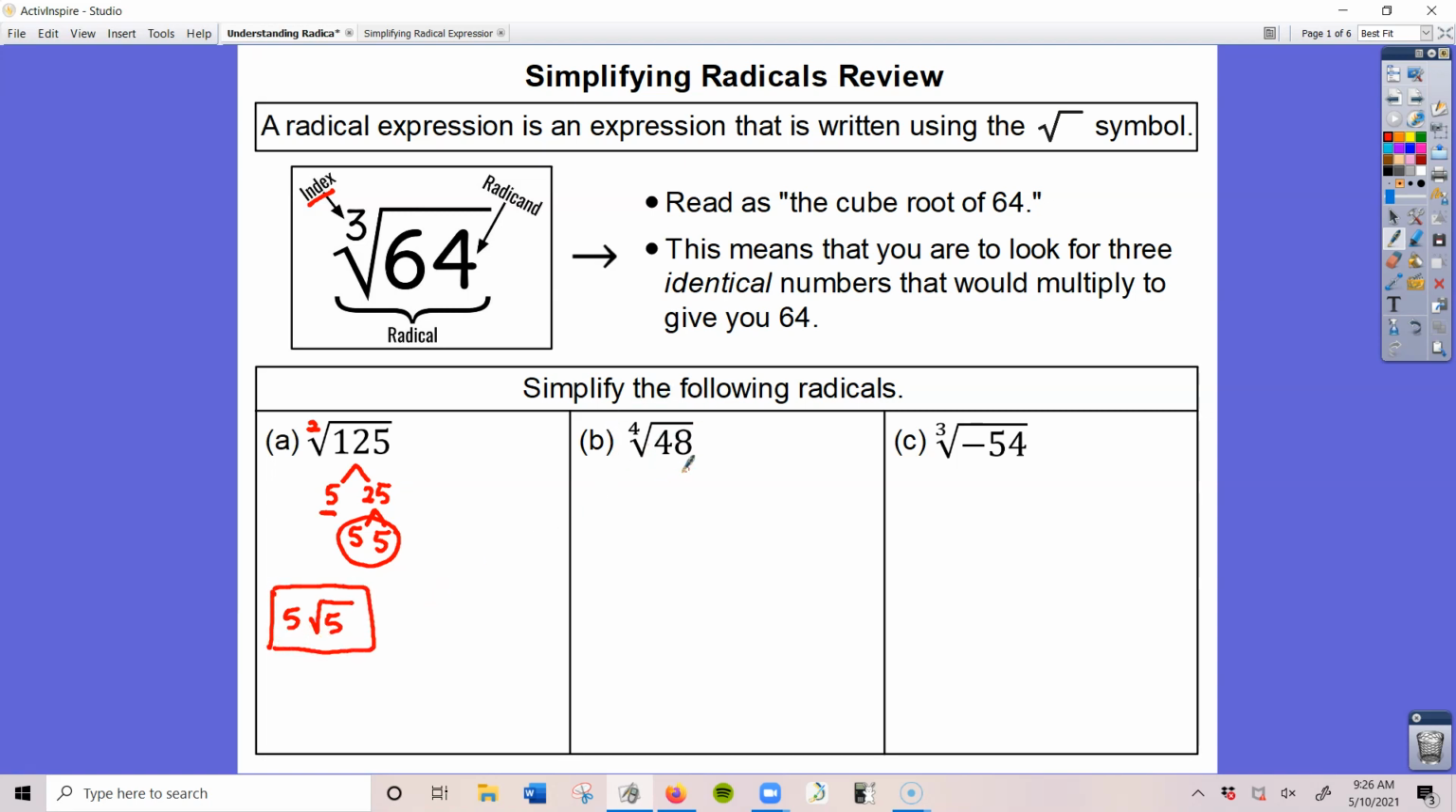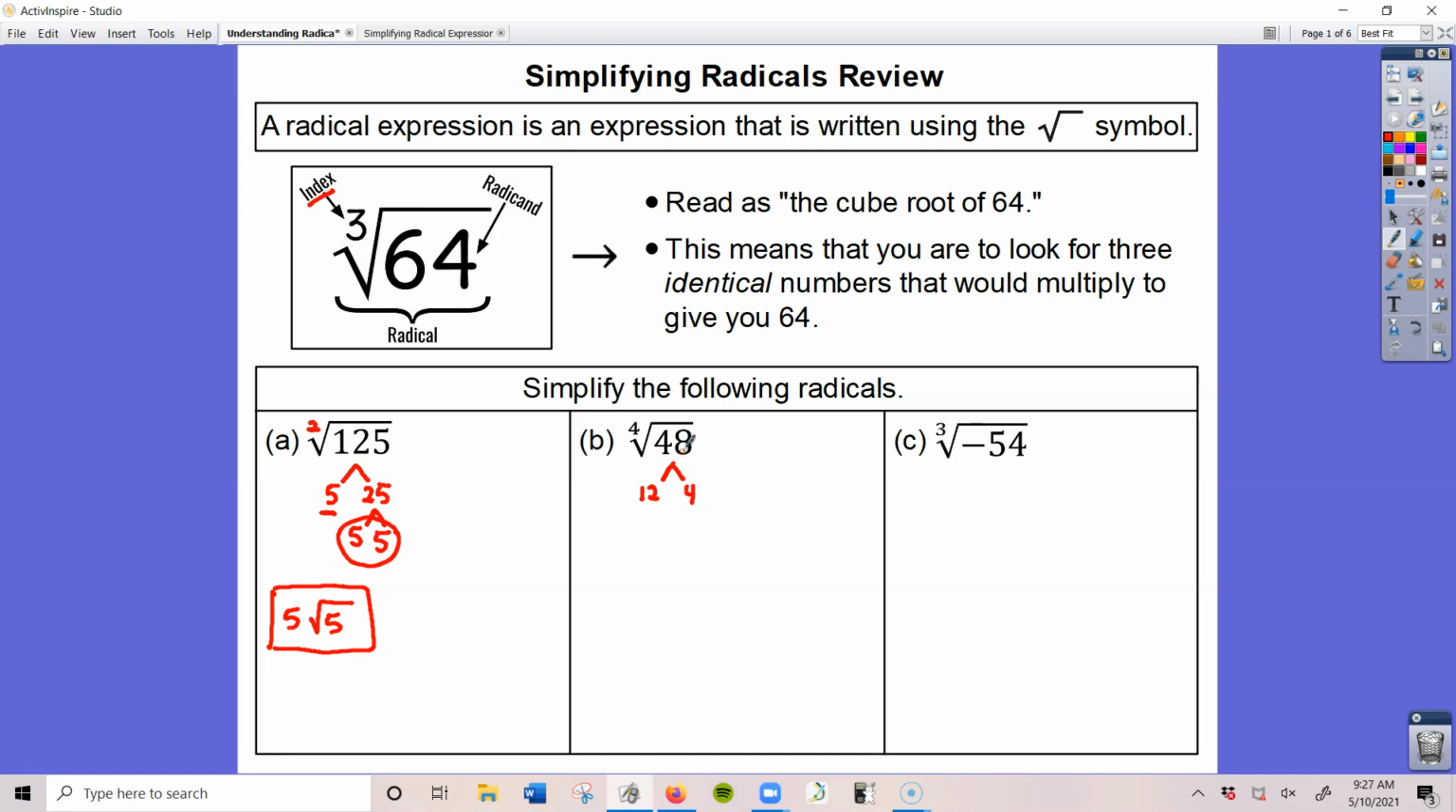Now this one here, the index is 4. So this is read as the 4th root of 48. So that means that I need 4 identical numbers to move outside of the radical. Or if you use the house analogy, this is a much stricter household, and you need 4 friends in order to leave the house. So let's start breaking down 48. 48 you can think of as 12 times 4.